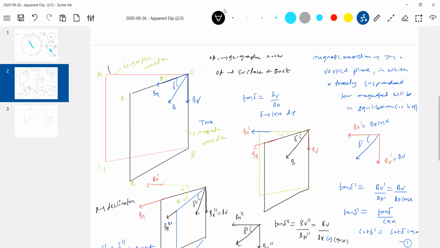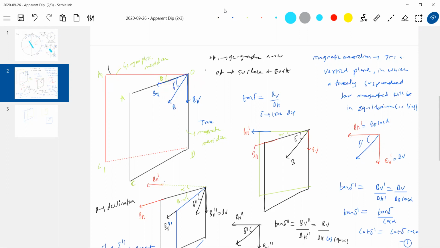Then first, to get the declination, what is needed? You should first have an idea of the true magnetic meridian. Without the true magnetic meridian, you cannot measure declination, because geographic north I know. Geographic meridian is very easy, but the magnetic meridian itself is very difficult to find out. Even the declination has some error here.